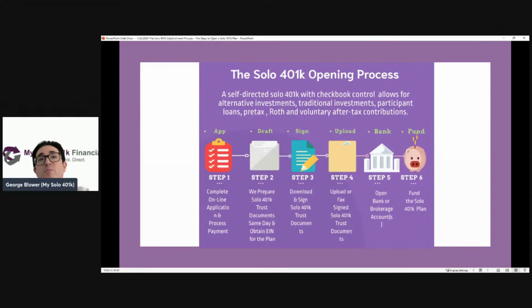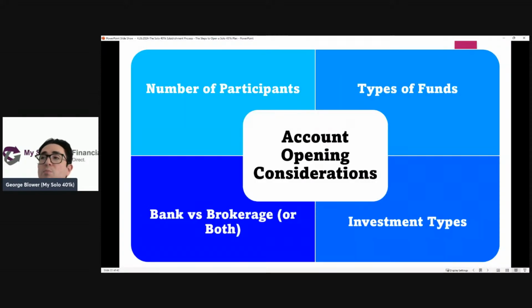Once the accounts are open, it's time to fund the accounts. So the accounts can be funded by either rolling over money from an existing retirement account or making a contribution, or both. So like I mentioned, we're guiding clients through the rollover process, through the contribution process, so it can happen as quickly as possible.